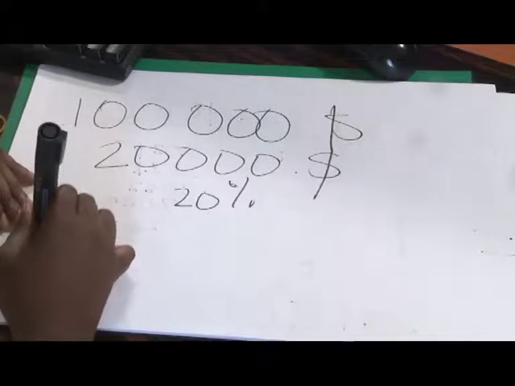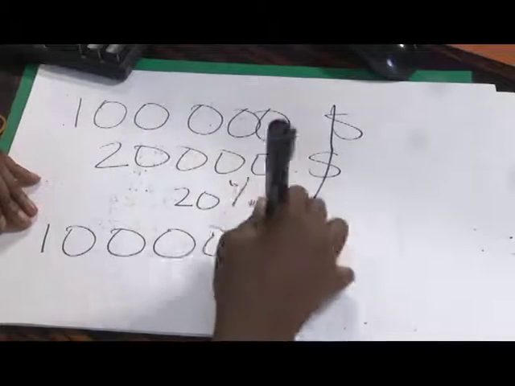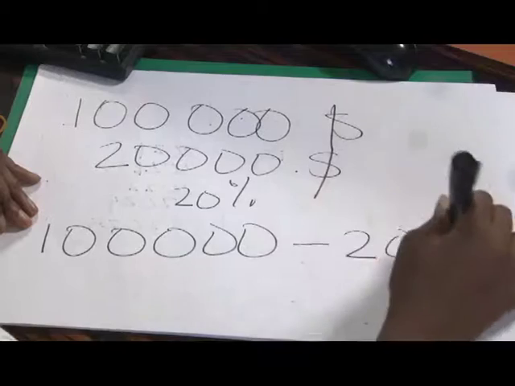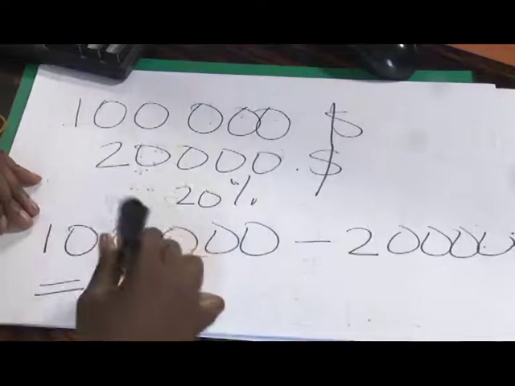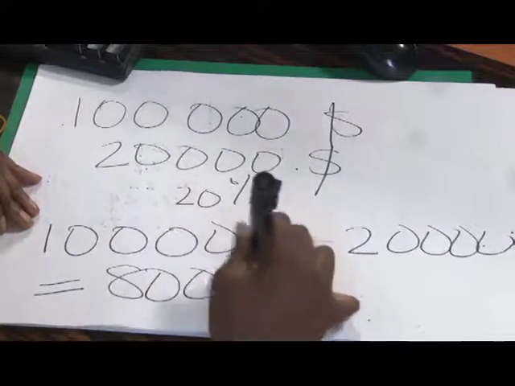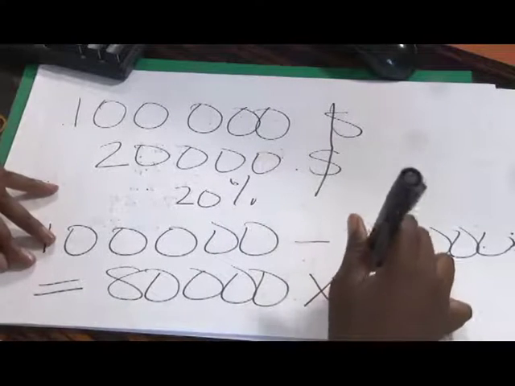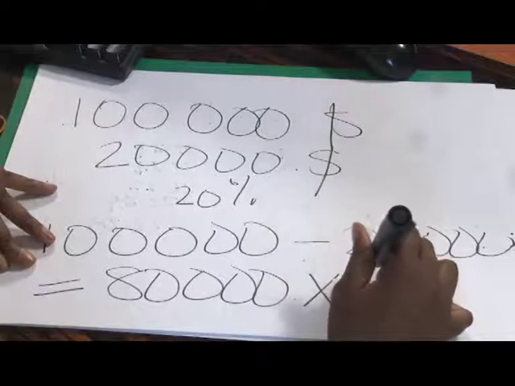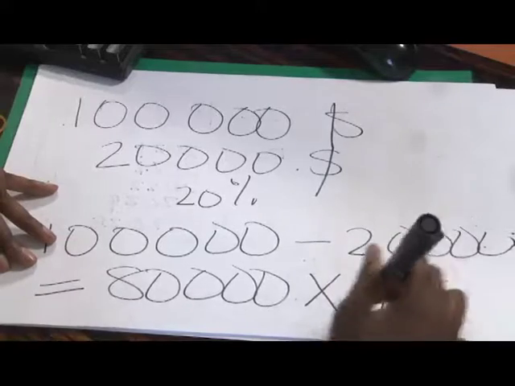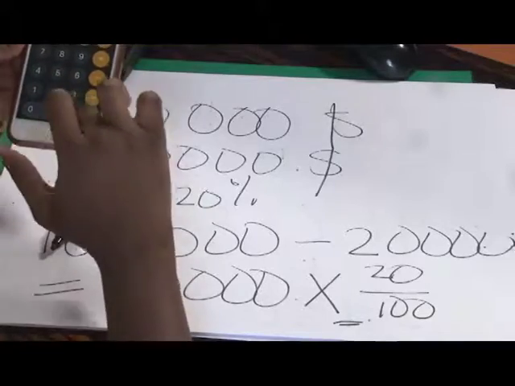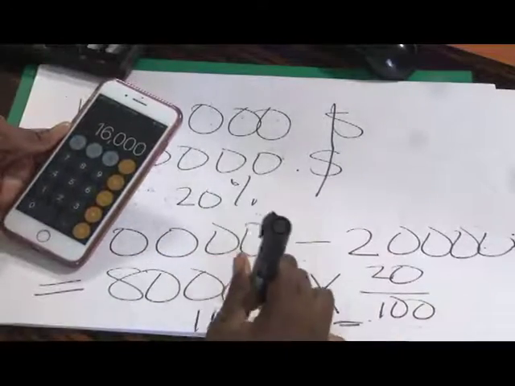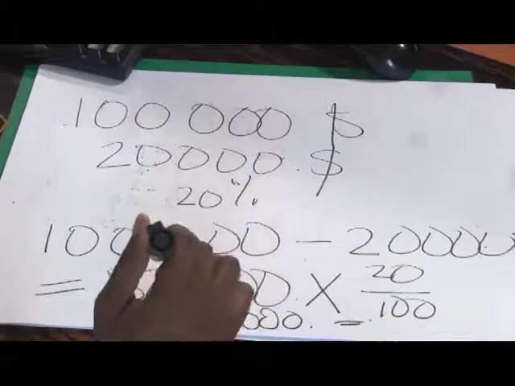So we are going to say 100,000 minus 20,000. Then we get the answer, which is going to be 80,000. Then from this 80,000 is where we are going to convert to 20% over the 100. Then we are going to get the answer. I'm still going to use my calculator here. 80,000 multiplied by 20 over 100. Then 16,000 will be the value for depreciation. So that is the way forward. That's how it's done. Okay.